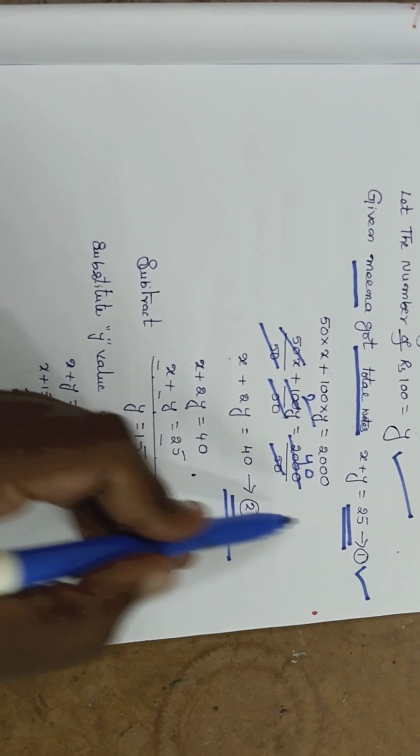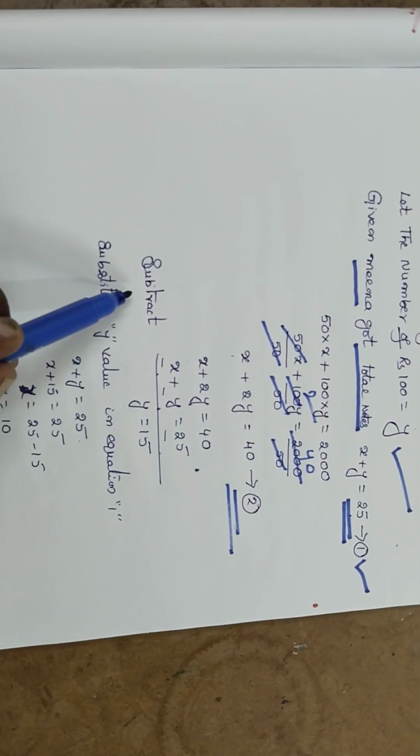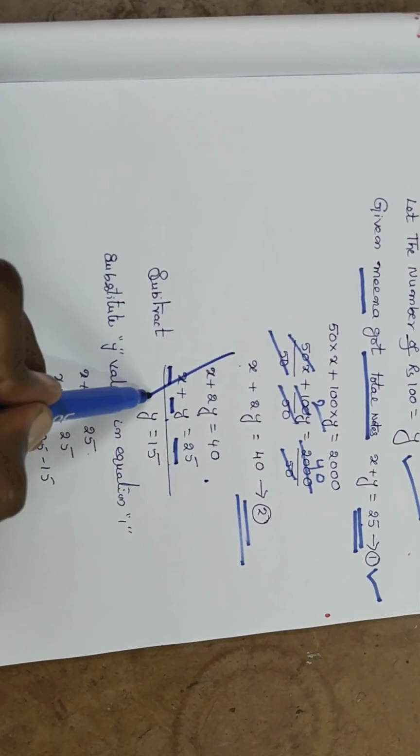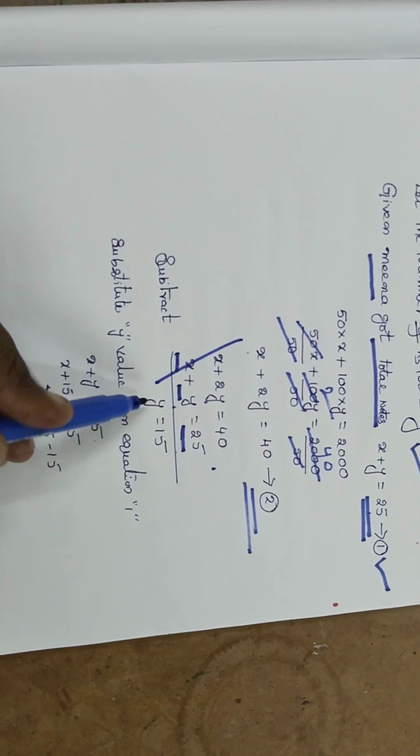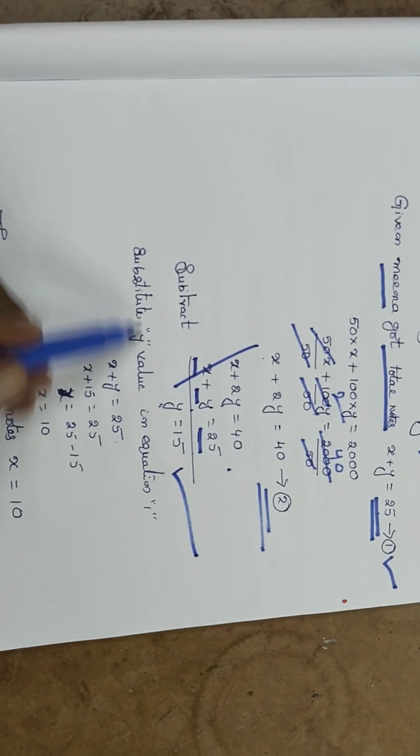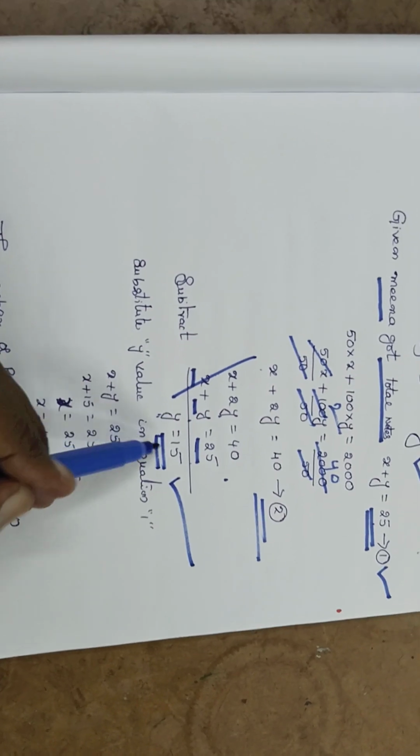x plus 2y is equal to 40, and x plus y is equal to 25, the first equation. Subtract this one, so the signs change. x and x cancel. 2y minus y is equal to 40 minus 25, which is 15. So you got y. What is y?